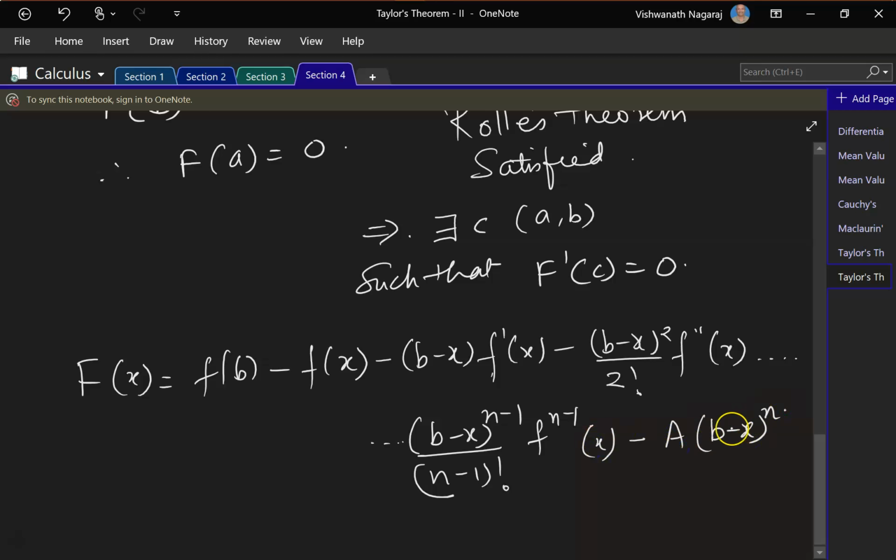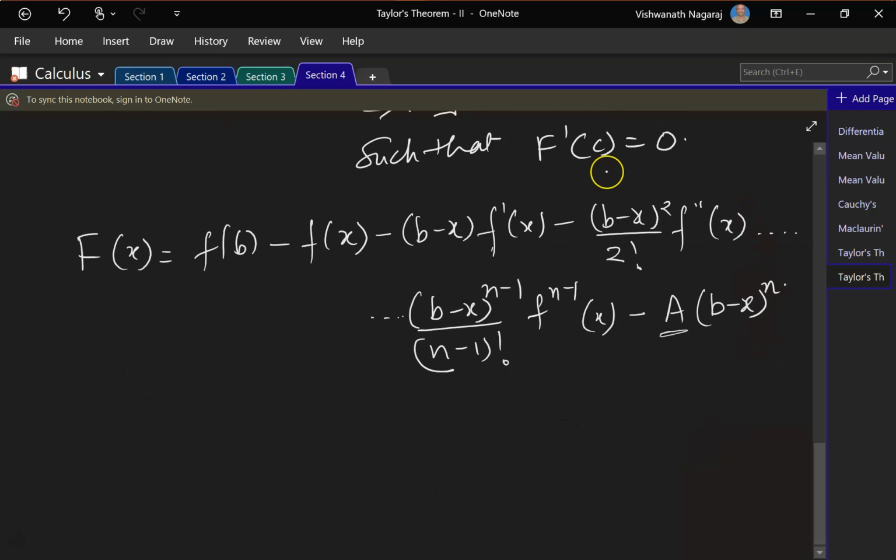Now what we have to figure out is this a. Now we have f prime of c equal to 0. So let's first differentiate this and then we substitute x with c. So f prime of x would be what? Now f of b would be 0. F of x would be f prime of x.